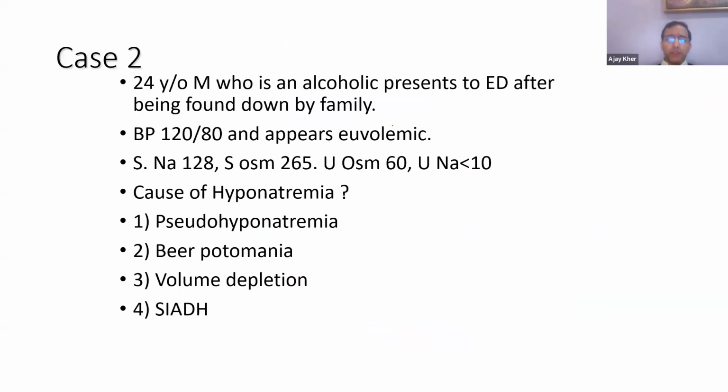So another patient who's a 24-year-old male with alcoholism presents to the emergency room, being found down, has a blood pressure of 120/80, appears euvolemic, serum sodium is 128, serum osmolarity is 265, urine osmolarity is 60, and urine sodium is less than 10. So is this pseudo-hyponatremia, beer potomania, volume depletion, or SIADH?